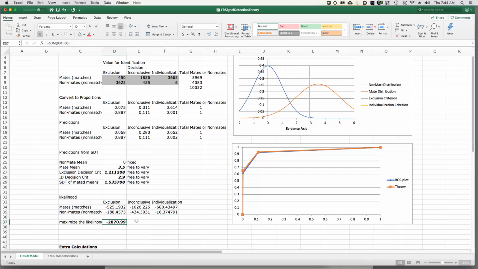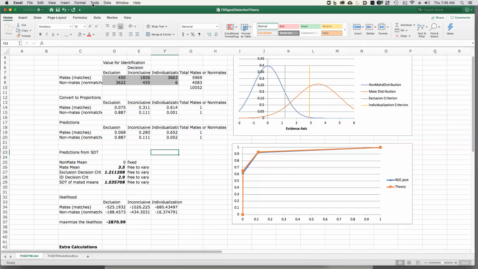Okay, so what we want to do is get these predictions as close as possible to these observed proportions. And it turns out that the way to do that is to maximize the likelihood. That is the best we can do in terms of getting this number as close as possible to 0, essentially getting these proportions here as close as possible to the actual proportions. That's just the way that maximum likelihood works. And so we're going to ask Excel to do that for us using Solver.